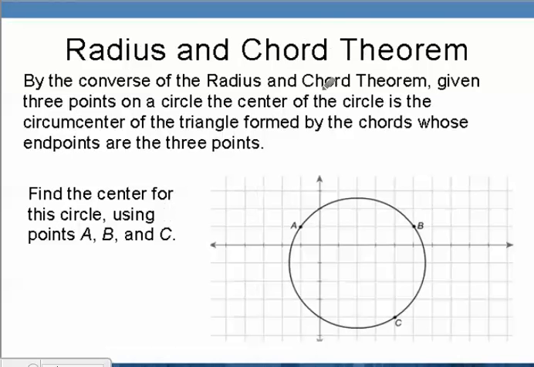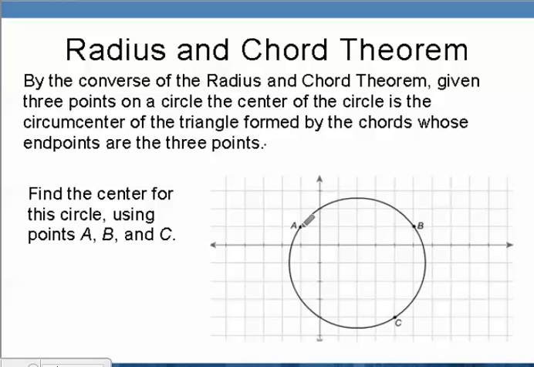Okay? So, my radius and chord theorem, going back to that, by the converse of the radius and chord theorem, given 3 points on a circle, the center of the circle is the circumcenter of the triangle formed by the chords, whose endpoints are the 3 points.